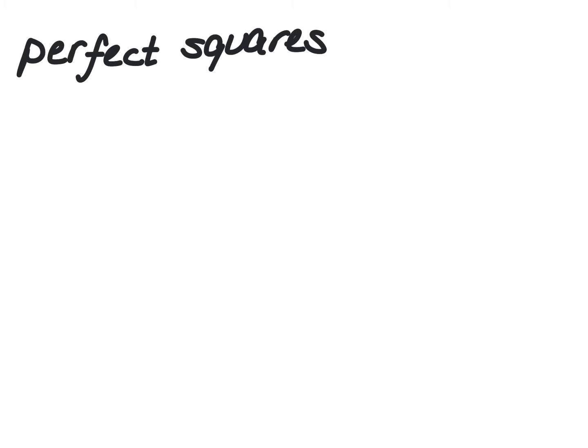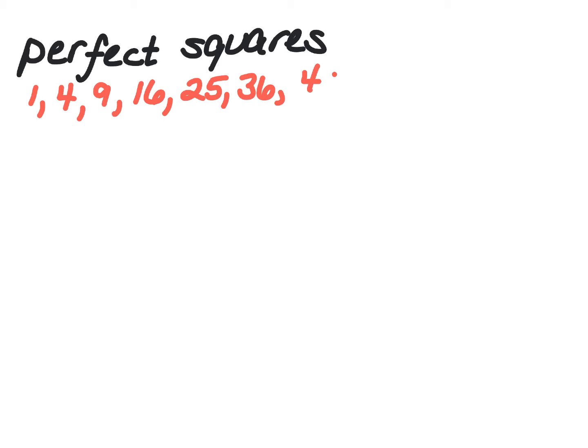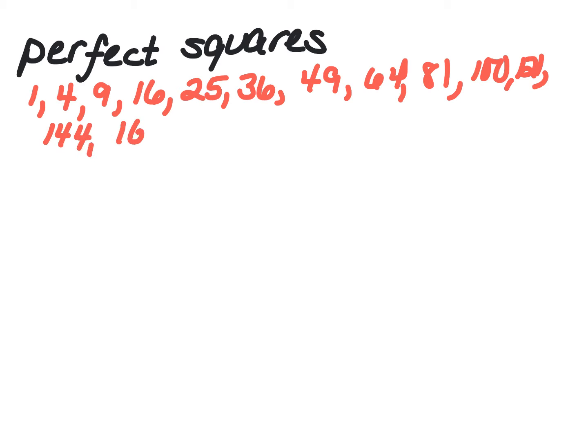One of the things that's going to be helpful for you will be to recall your perfect squares. So your perfect squares are 1, because 1 squared is 1, 4, because that's the product of 2 squared, 3 squared is 9, 4 squared 16, 25, 36, 49, 64, 81, 100, 121, 144, 169, 196, all the way up to 225, and it keeps going, but that would be 15 squared. That's a good set of ones to know.